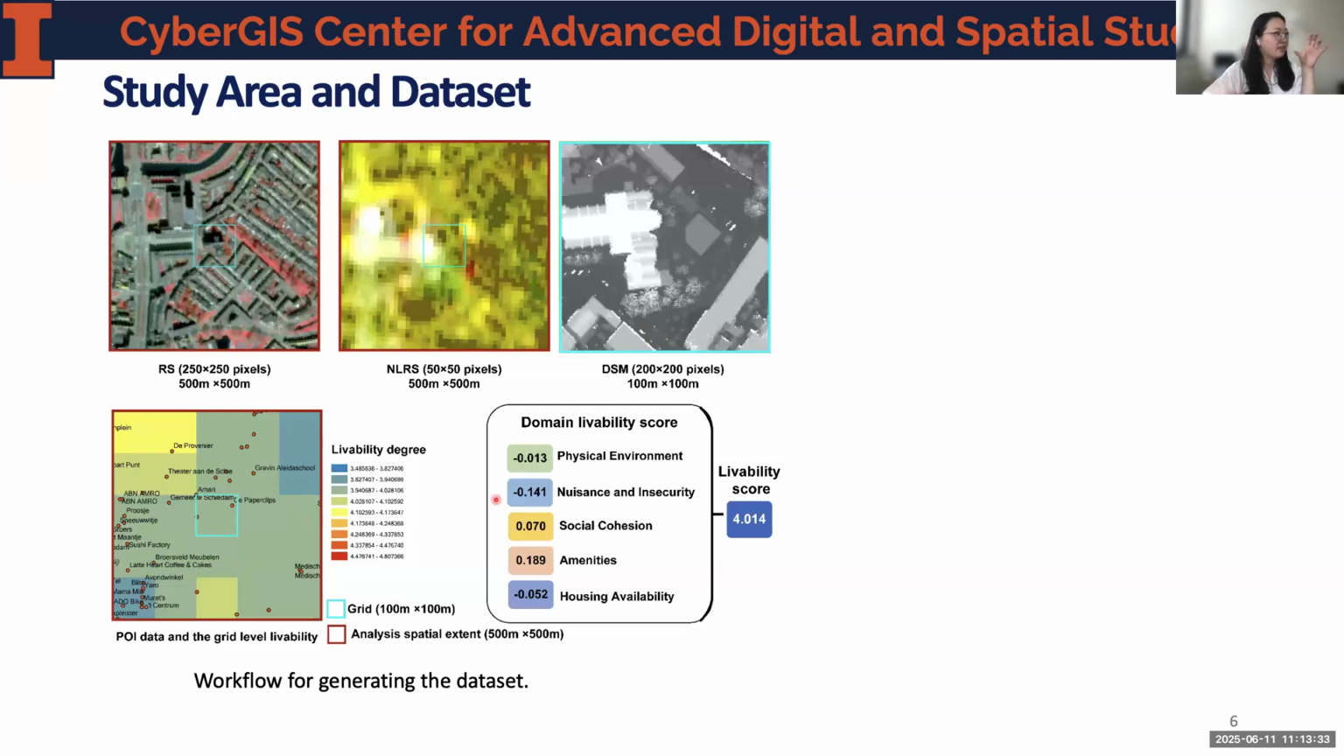So we need to align the 4 types of modalities with the livability grid. How do we align them? We have used the analysis spatial extent to capture the corresponding satellite imageries, nightlight satellite imageries, and point of interest data. Because the spatial resolution of the satellite imageries and nightlight satellite imageries is not too high, finally we have acquired a patch size of 250 by 250 pixels for the satellite imageries, and 50 by 50 pixels for the nightlight imageries. For the point of interest data, all the points inside the analysis spatial extent will be added to our JSON file.